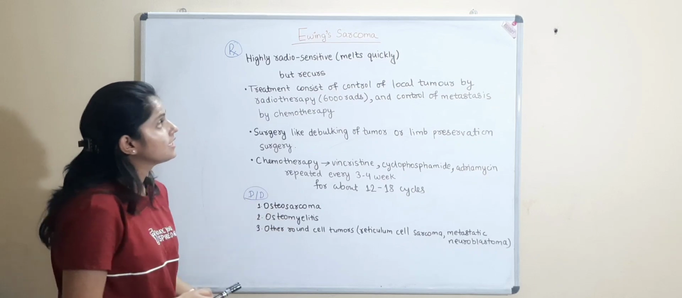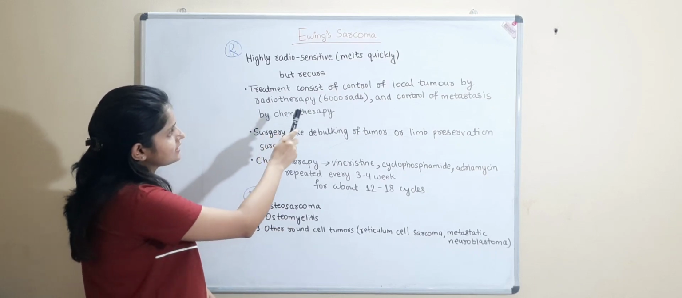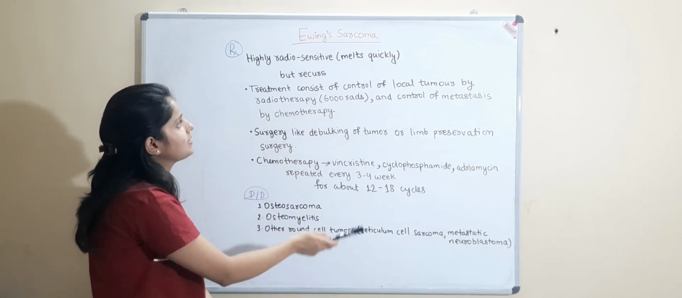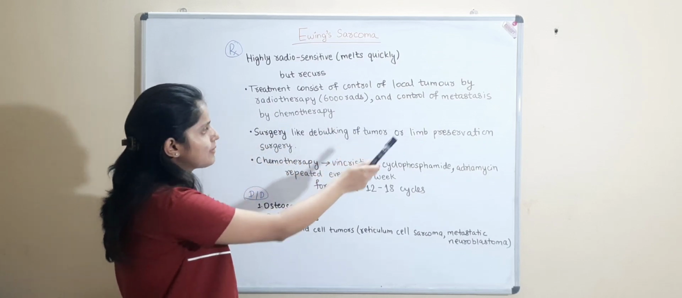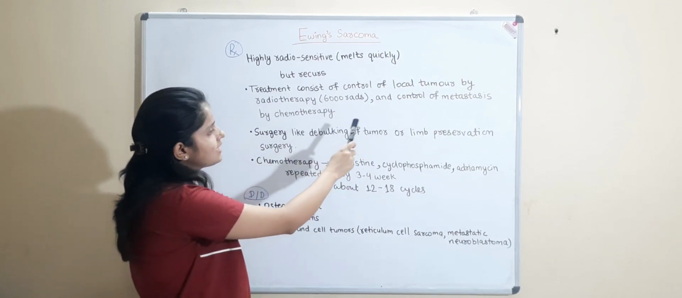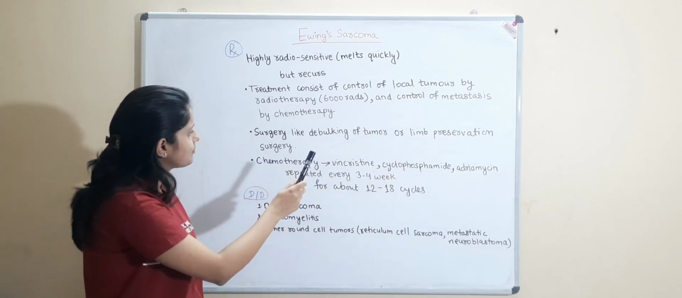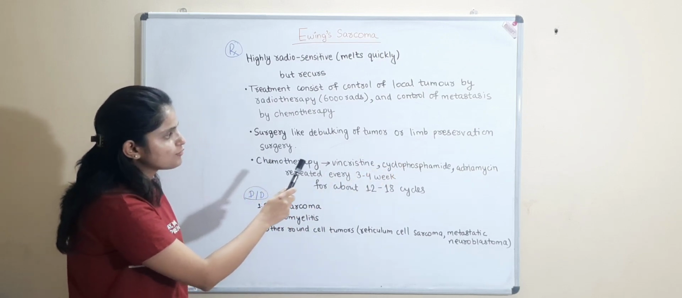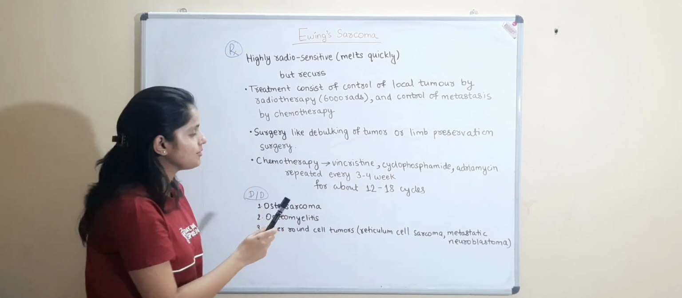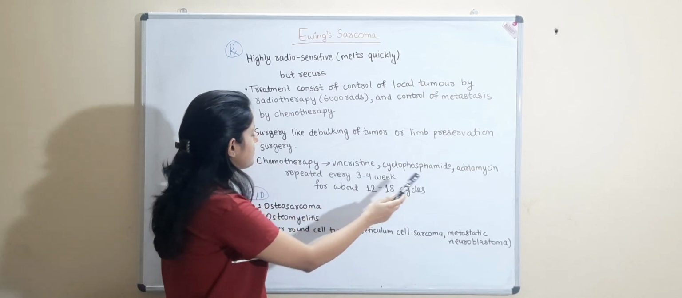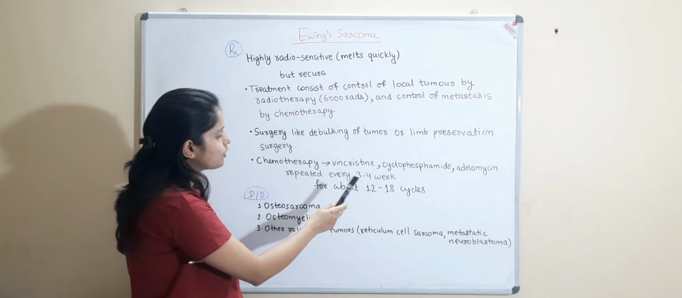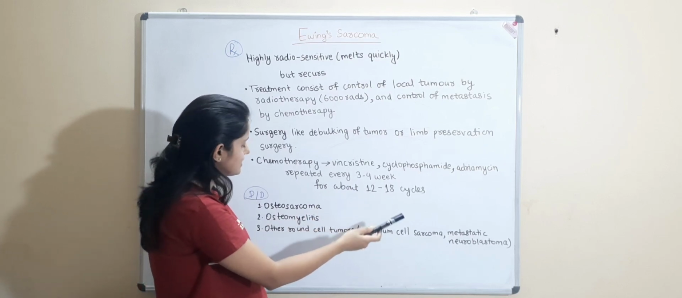For the treatment, as Ewing sarcoma is highly radiosensitive, it melts quickly on radiotherapy, but it recurs. So treatment consists of control of local tumor by radiotherapy, 6000 rads, and control of metastasis by chemotherapy, and surgery like debulking of tumor or limb preservation surgery can be done. And for the chemotherapy, vincristine, cyclophosphamide and adriamycin are repeated every 3 to 4 weeks for about 12 to 18 cycles.